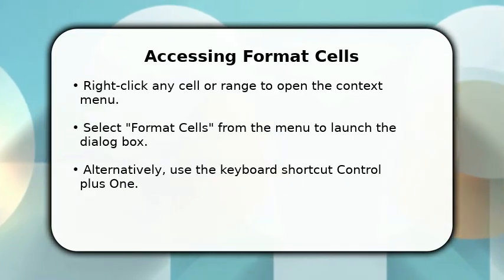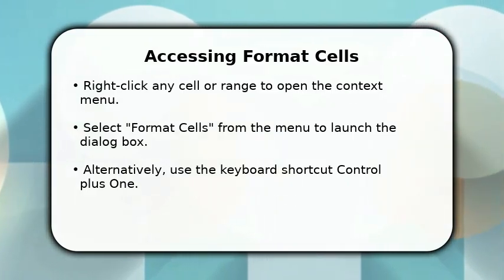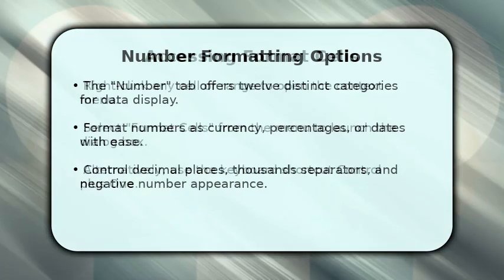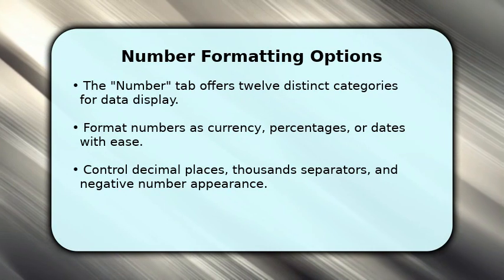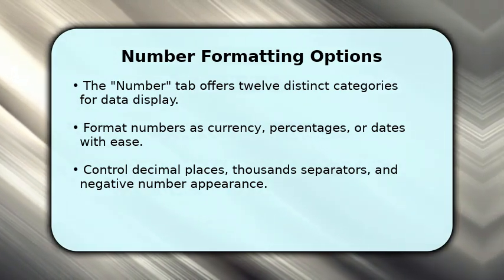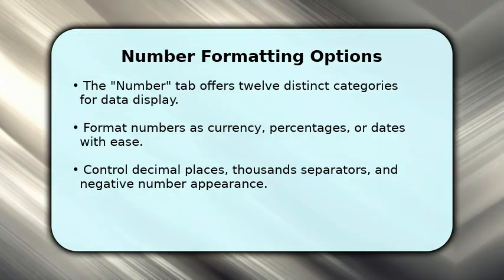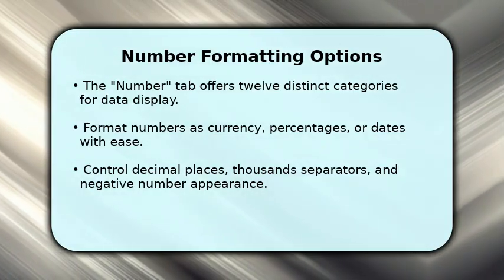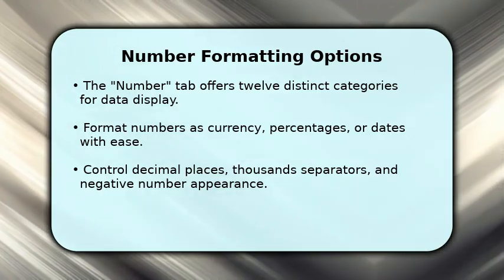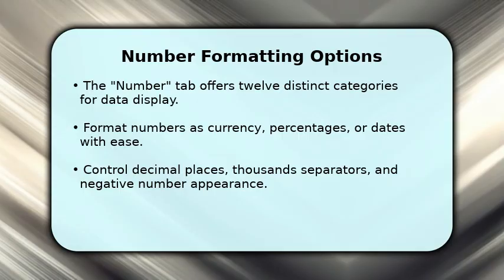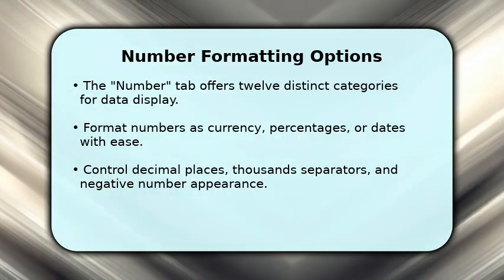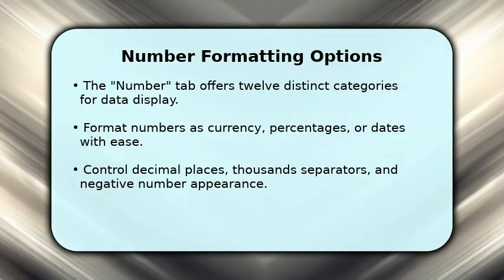This versatile dialog box is your central hub for customizing cell appearance, offering 6 distinct tabs to explore. The Number tab is incredibly useful for controlling how your data looks without changing its underlying value. You'll find 12 distinct categories, allowing you to format numbers as currency with 2 decimal places, percentages, or various date and time formats. You can also specify the number of decimal places, include a 1000 separator, and choose how negative numbers are displayed, perhaps in red.